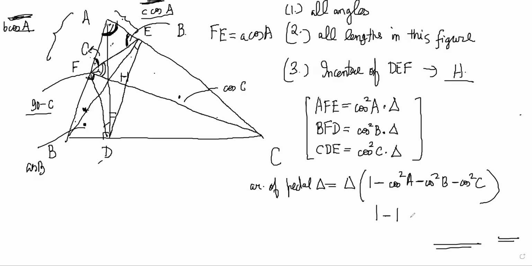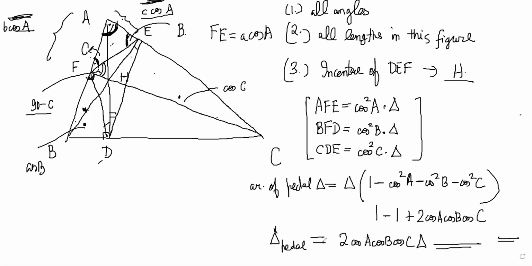This will be 2 cos A cos B cos C minus 1, so this will be delta times 2 cos A cos B cos C. So that is the area of the pedal triangle, right? We derived it in a different way, and that direct way is also possible, right?